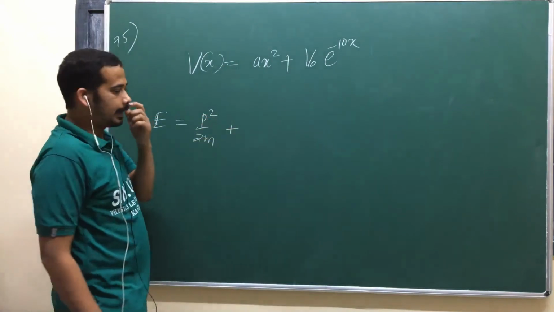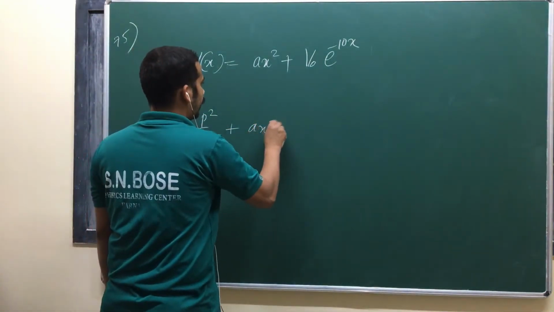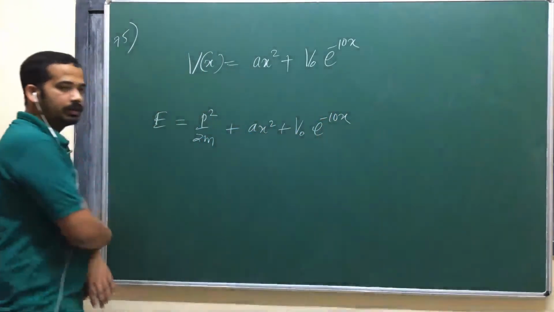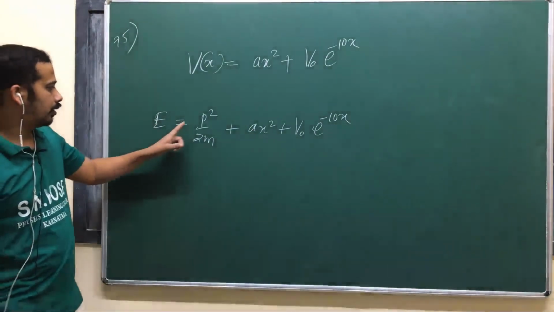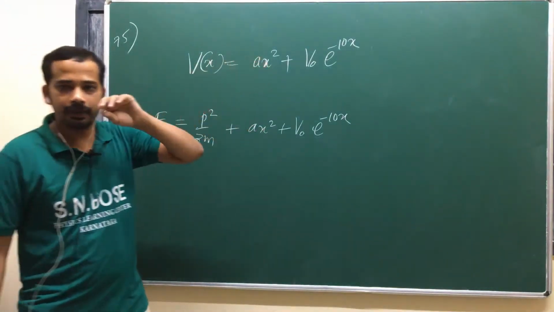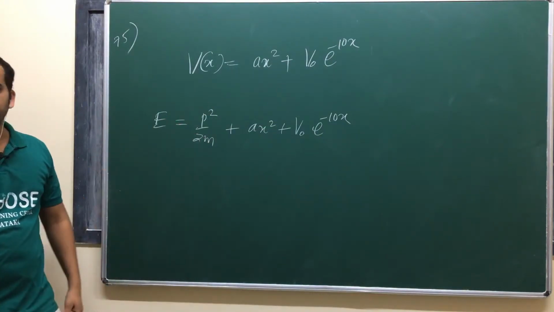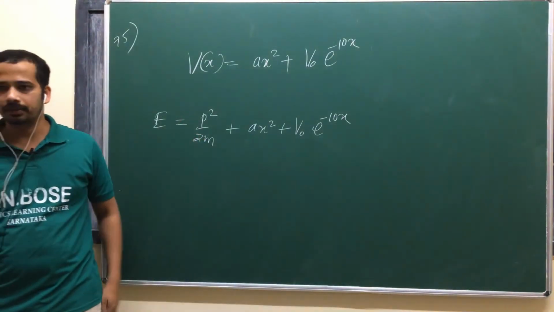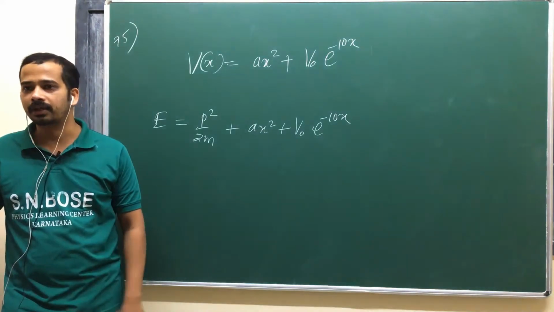Check that out. Lagrangian is given, isn't it? Plus ax squared plus V naught into e power minus 10x. So this equation is an equation between p and x, am I right? Which decides the phase-space trajectory for a particular energy, isn't it? Now this equation is not an ellipse. This will never be an elliptical equation. That's why you can eliminate the two options where he has given ellipse, isn't it?